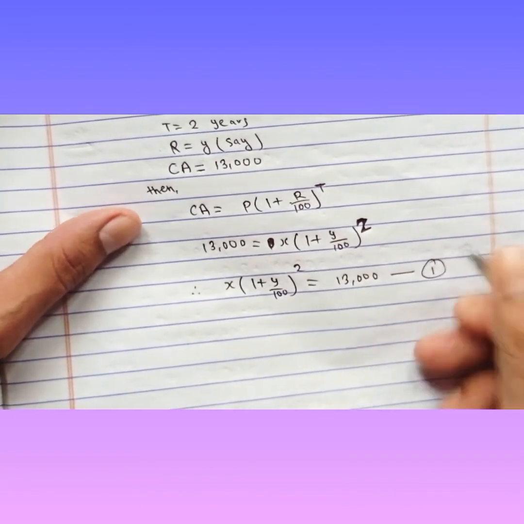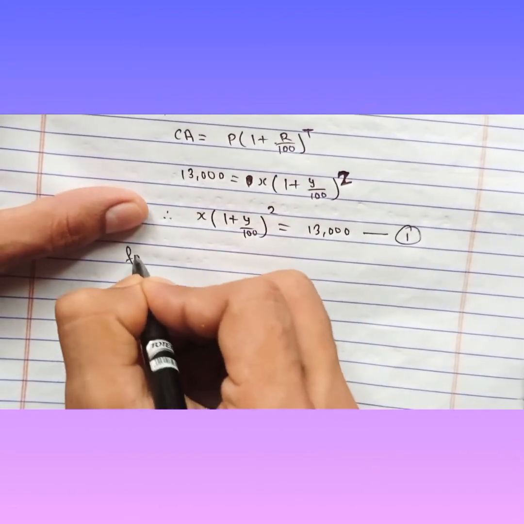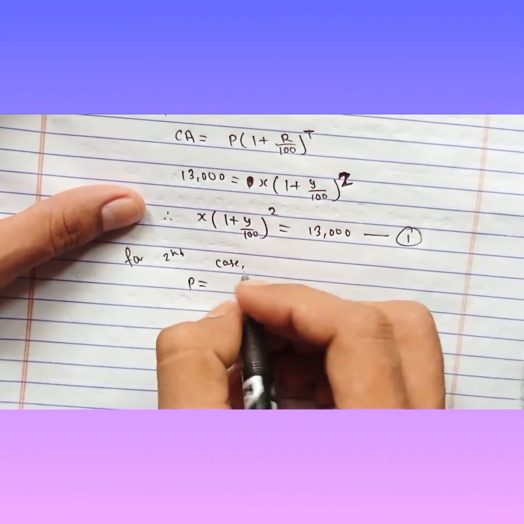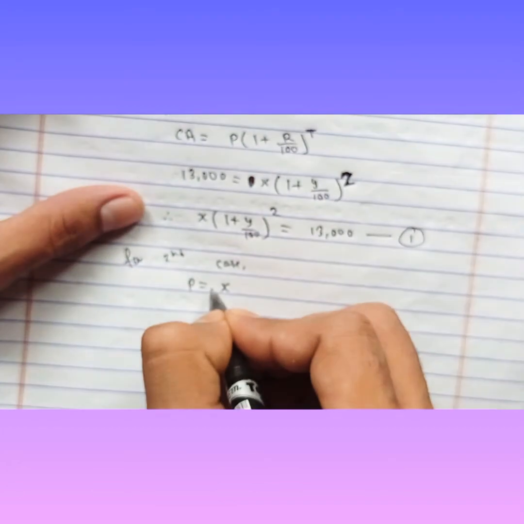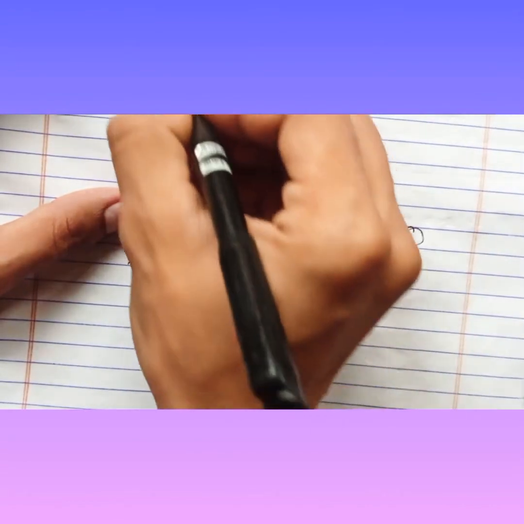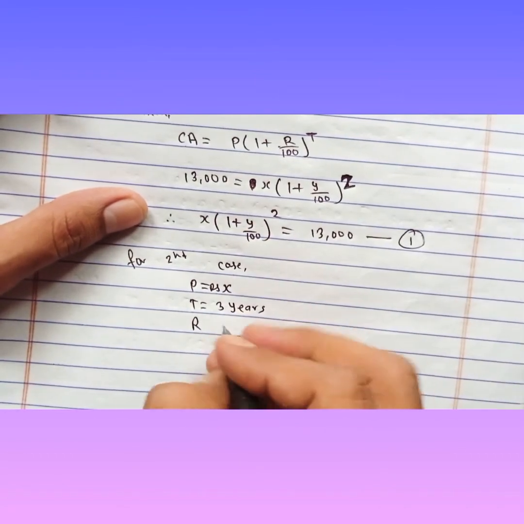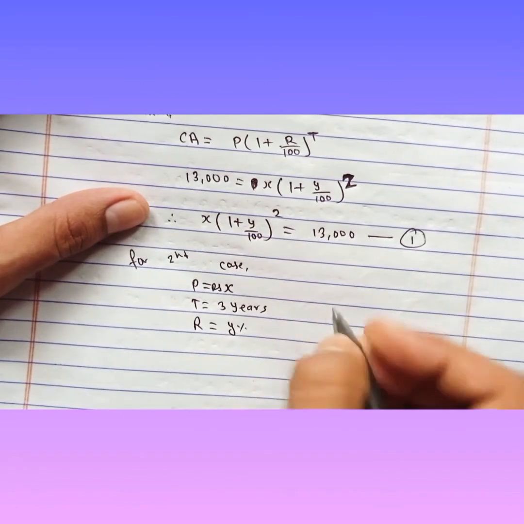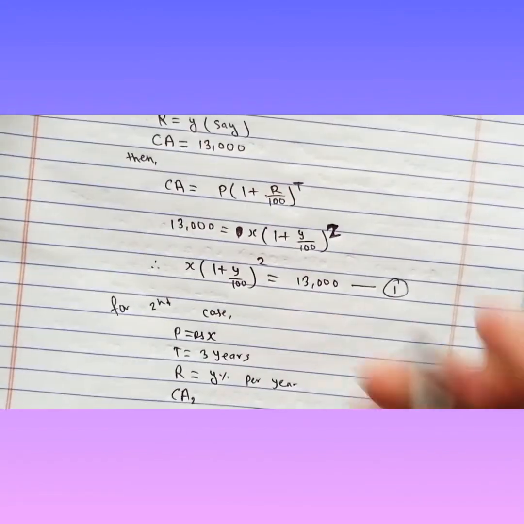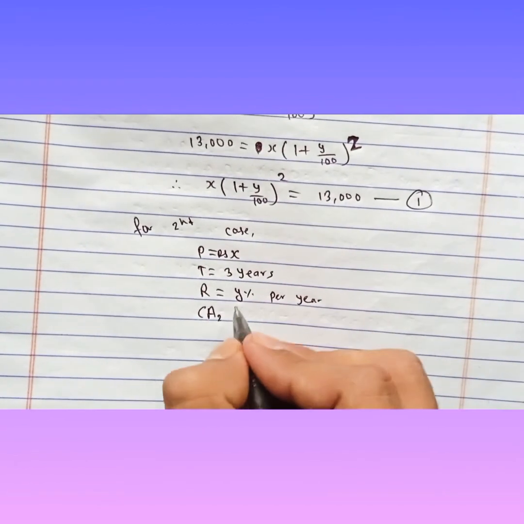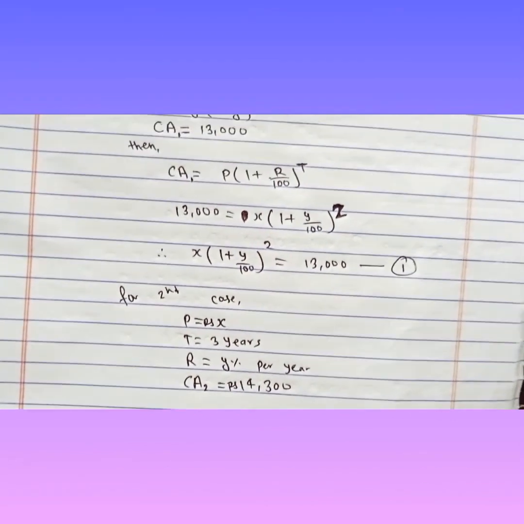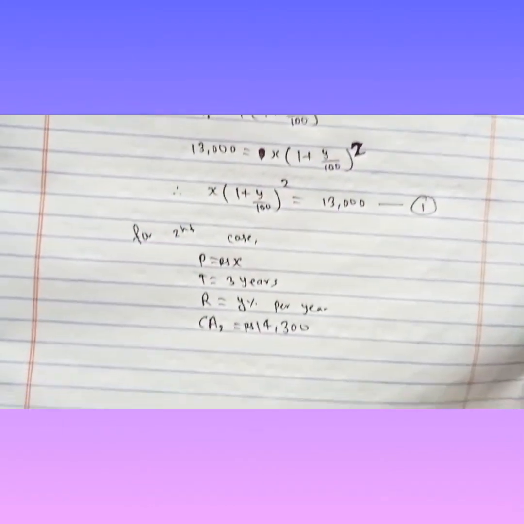This is equation 1. And in the similar way, for the second case, for both cases principal is going to be the same, because for the first case and second case principal is always the same. So principal is Rs x, then time is here 3 years, and rate is the same, principal and rate are the same for both conditions, and rate is y percent per year. And CA2, compound amount CA2 equals, here it is given Rs 14,300. Here it is given Rs 14,300 is the second amount.